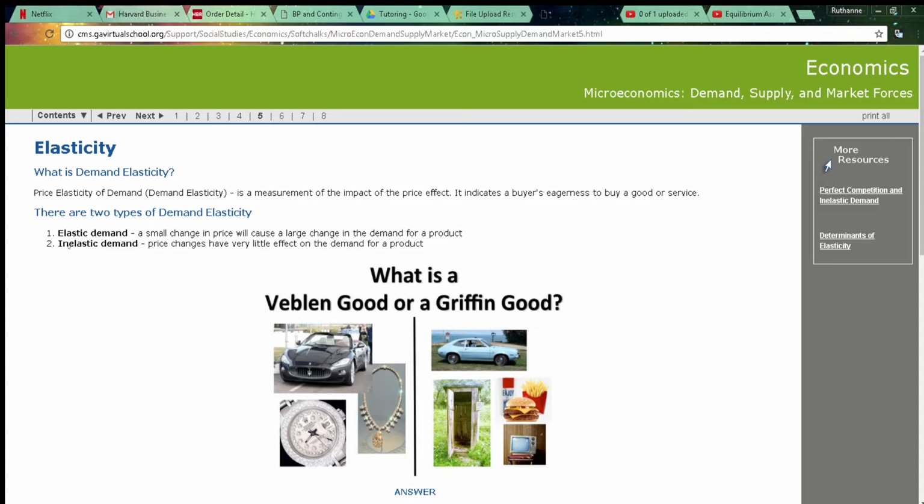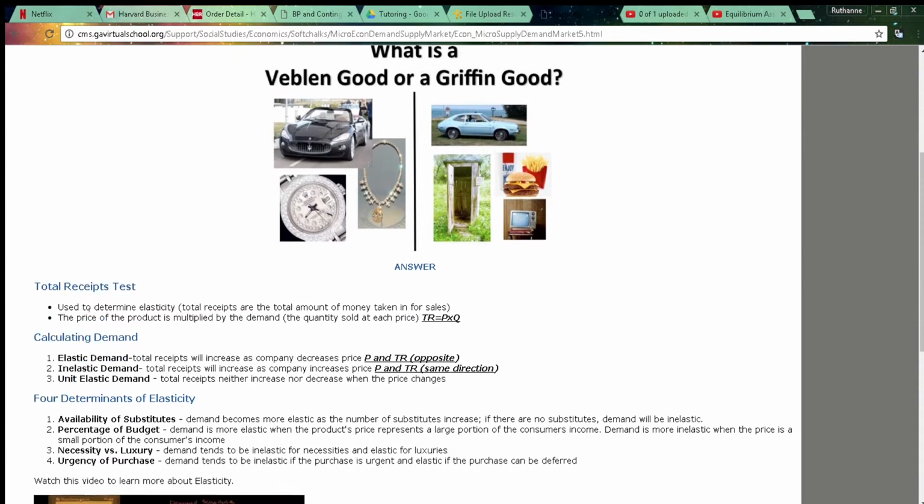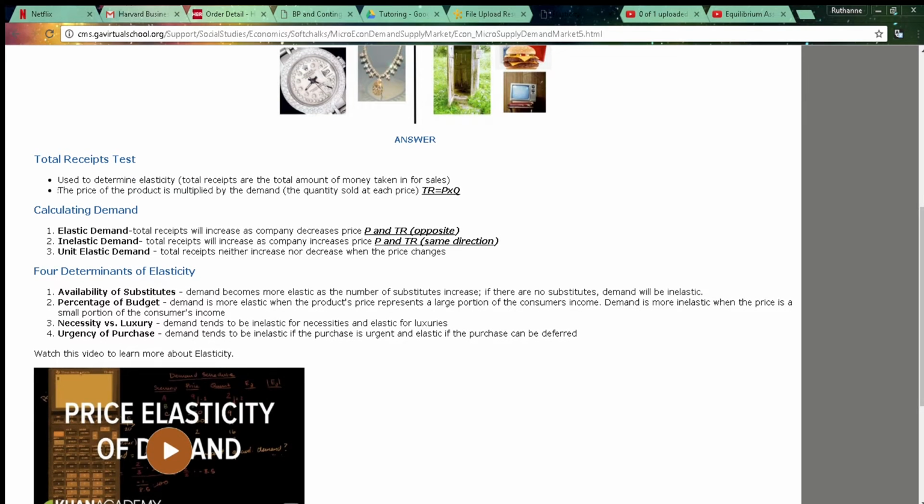meaning it doesn't change. There is one way of telling what the type of elasticity is for any given product. This is the total receipts test.